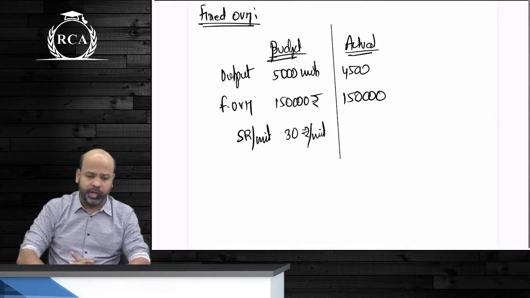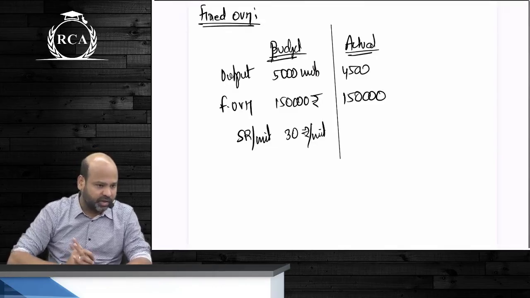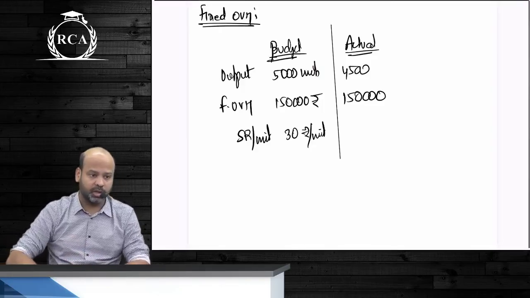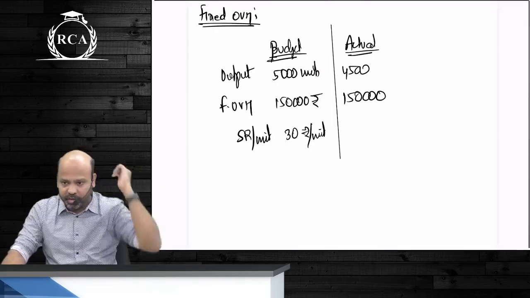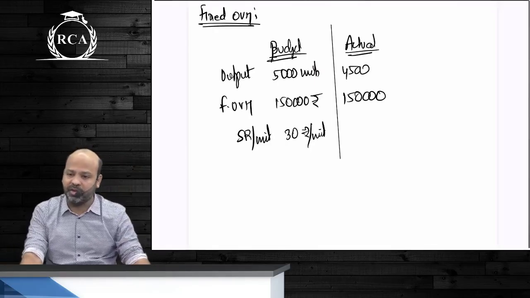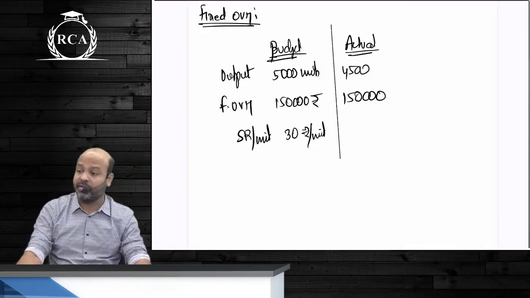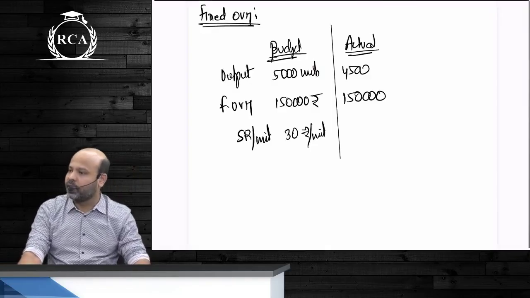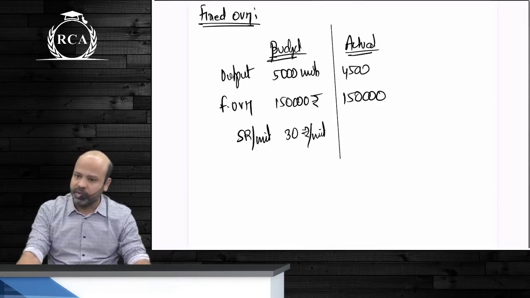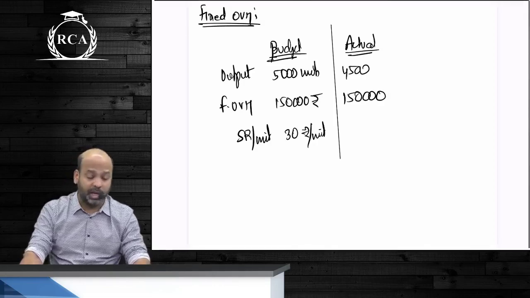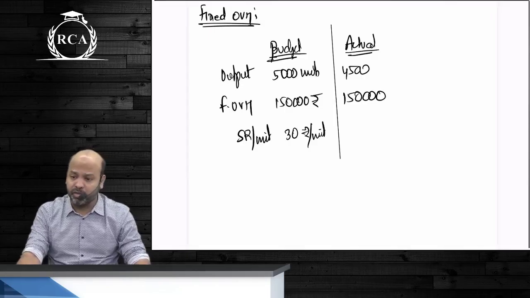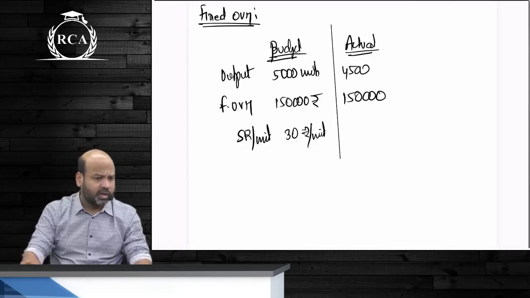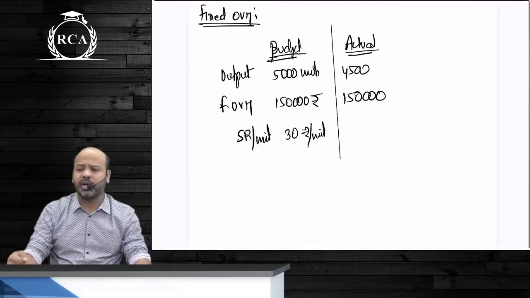The amount of overheads that we have absorbed, guys, will obviously be dependent on the actual output. I will be recovering an amount of 30 rupees per unit. If I have manufactured only 4,500 units, the amount of overheads that I have absorbed will be 1,35,000. This is the amount of overheads that you have absorbed, but how much is the amount of overheads that you have incurred? 1,50,000. We will still have an under recovery of 15,000 rupees. That itself is a variance.